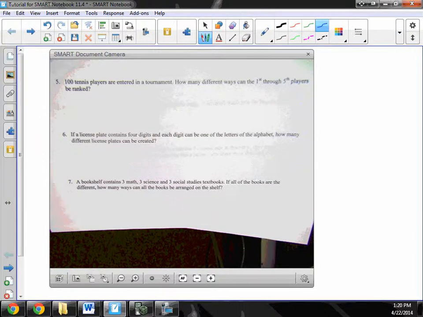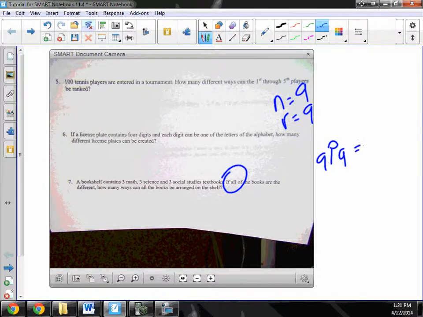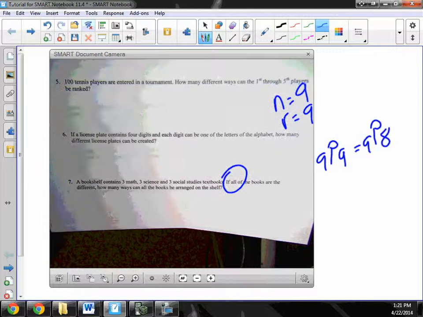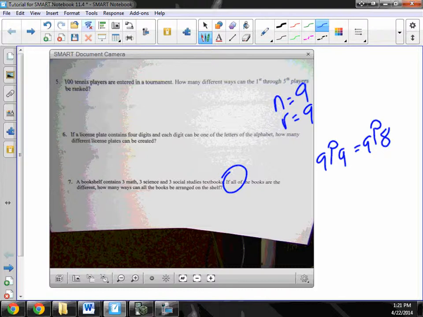Okay. A bookshelf contains 3 math, 3 science, 3 social studies. And the key here is if all of the books are different, so there's like an algebra, a trig, and a statistics, how many ways can the books be arranged on the shelf? Combination or permutation? Permutation. So N equals 9 and R equals 9. Are we allowed to replace? No. So it's going to be 9P9, which is the same as 9P8, whatever that is. Your assignment is to finish this worksheet. Have fun.